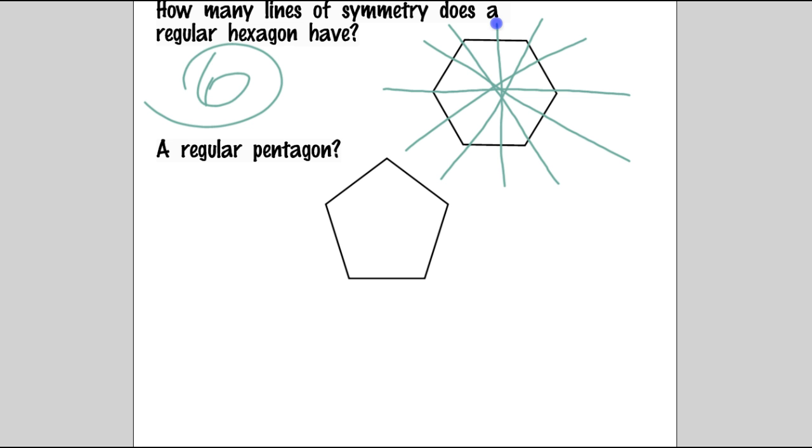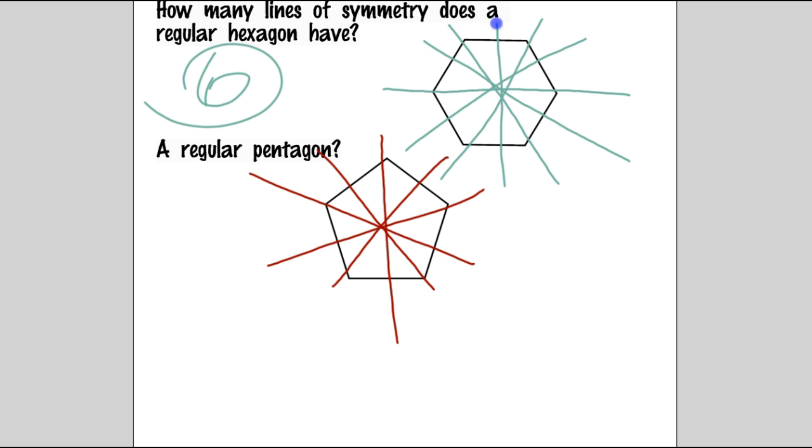What about a pentagon? Connect every corner to every side. Connect a corner to a side, a corner to a side. How many does it have? 5. Wow, imagine that. How many sides does a pentagon have? 5. So a given polygon will have how many sides, how many lines of symmetry? n. What does n stand for? The number of sides. Yep.